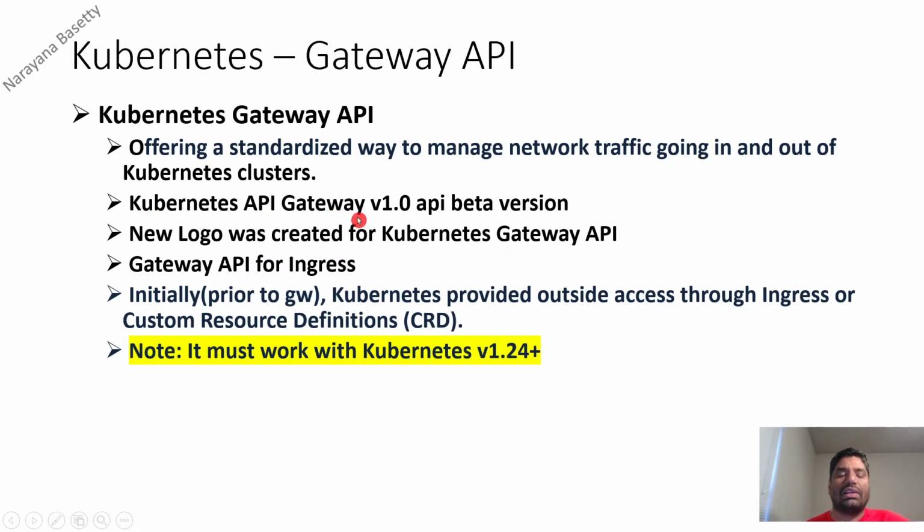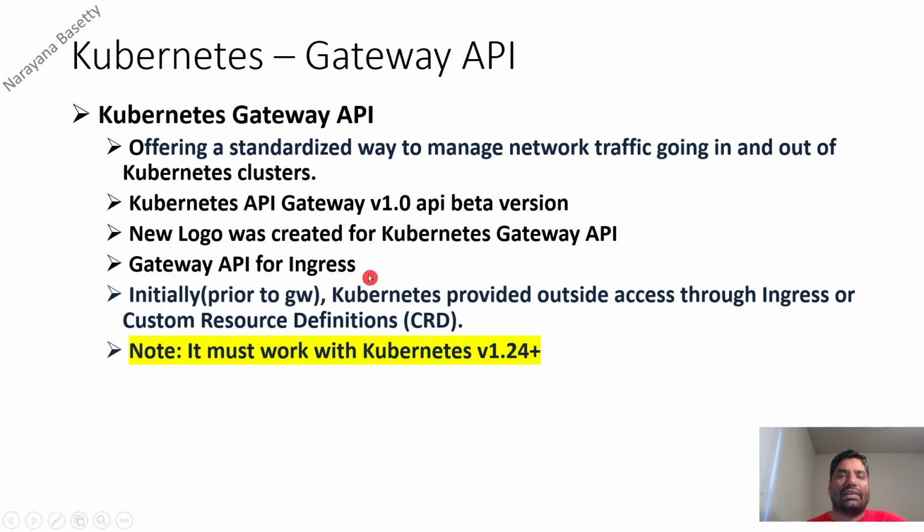Kubernetes Gateway API version 1.0, the actual API beta version when we are doing the manifest configuration. So we can see that it was officially launched recently, on 31st October 2023. A new logo was created for Kubernetes Gateway API. You can see that from part 10 or here as well in the next upcoming slide.